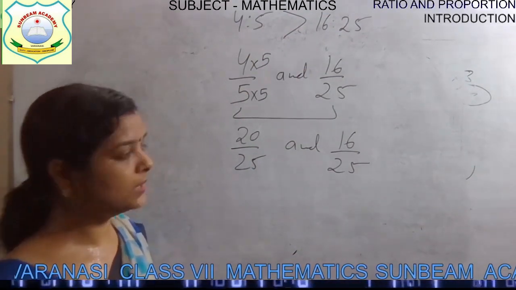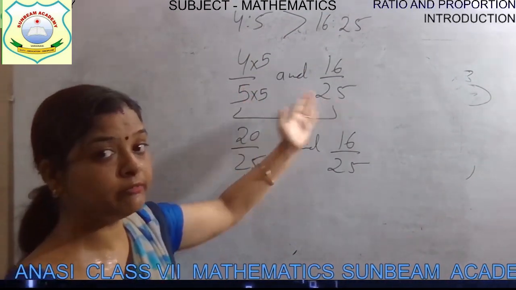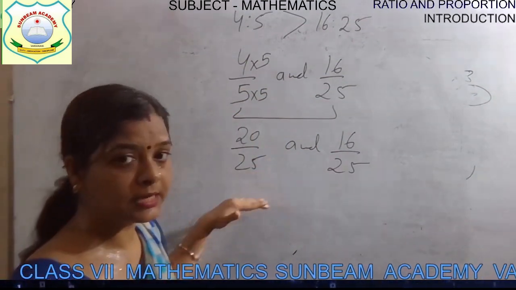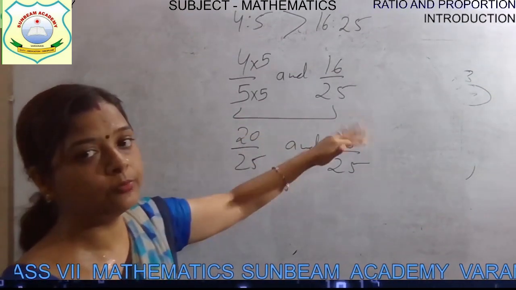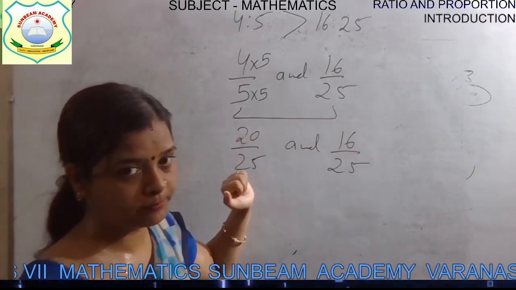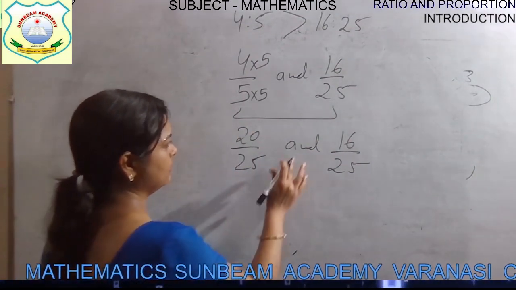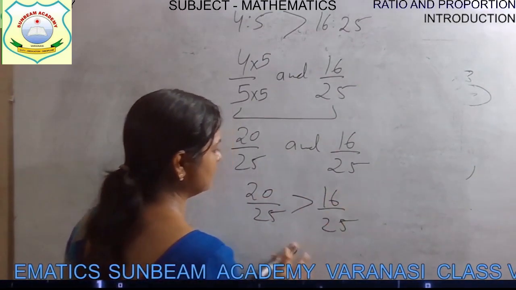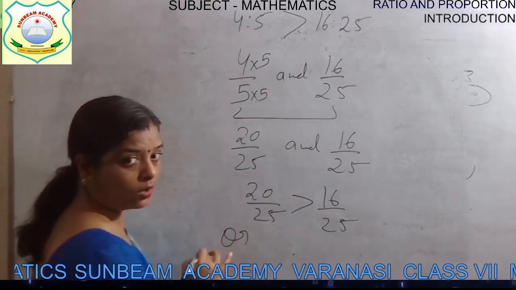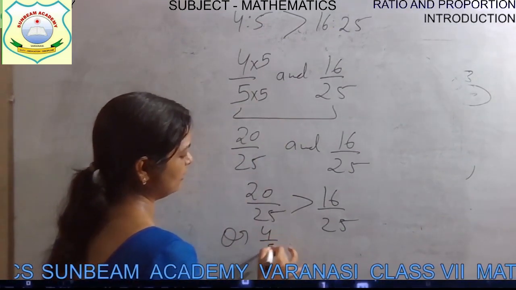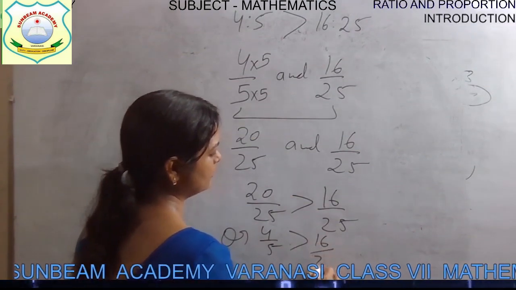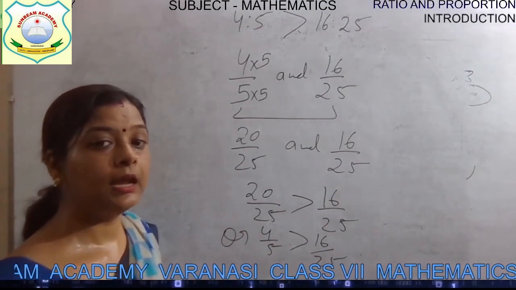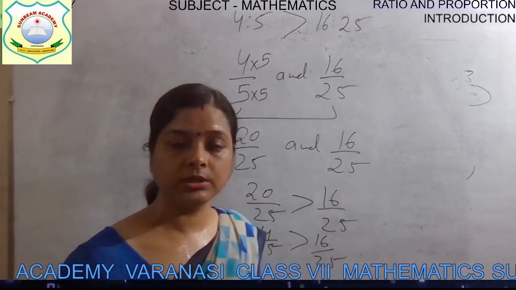Clear? So in this way we will first see their denominators. If they are not equal, we will make them equal by taking their LCM. Once the denominators are equal, now we will see their numerator part, the first term. And you can see now that 20 by 25 is greater than 16 by 25. But this is not our original question. So you can write that 4 by 5 is greater than 16 by 25. Clear? This is the way to compare any two ratios, whether they are greater or smaller.